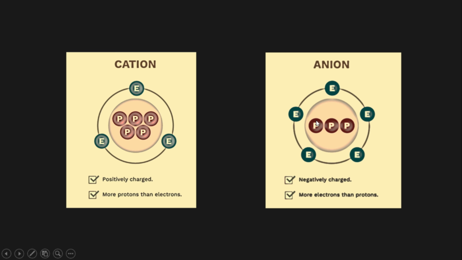Now in the case of anions, here the nucleus has 3 protons and the outermost shell has 5 electrons. So when we add up, we get 2 negative charges due to 2 extra electrons than the number of protons. Thus, this ion attains a negative charge. Thus that is how it becomes an ion.